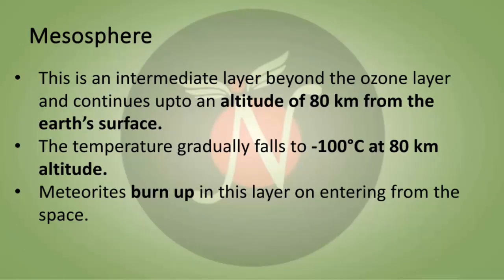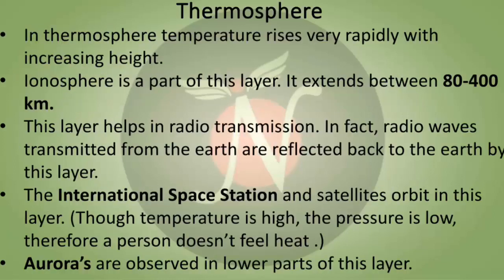Now we will talk about the mesosphere. This is an intermediate layer beyond the ozone layer and continues up to an altitude of 80 kilometers from the Earth's surface. The temperature gradually falls to minus 100 degrees at 80 kilometer altitude. Again the temperature falls. Meteorites burn up in this layer on entering from space.